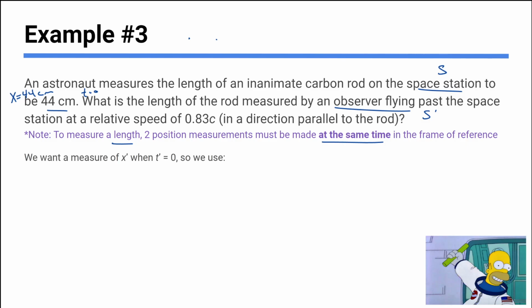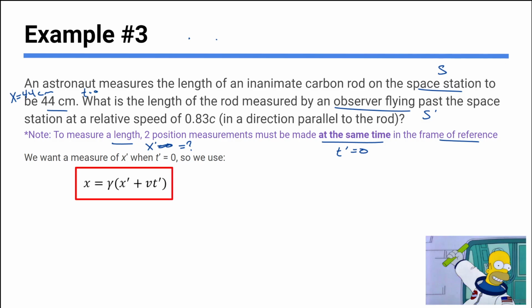But we want to do it in the t prime frame. So what we want is x prime, and we need it to be at the same time in this reference frame as well. So I need t prime to be 0, and I need to find x prime when t prime is 0. That's really the idea. So what we're going to use is the inverse transformation equation. I'm thinking it's the best thing to use because I know x, I want x prime, and I have t prime. The other one's not great because I need it to be simultaneous in the prime frame, so I need the one with t prime so I can make this 0. Once I do that, this is pretty easy.